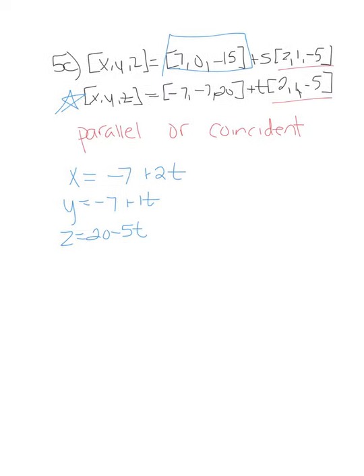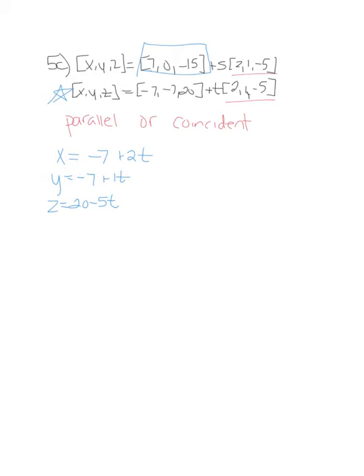What I'm going to do now is take that point, 7, 0, negative 15, and plug it into these equations to see if I can get the exact same t value. So 7 is equal to negative 7 plus 2t. When I solve for this, I get 7 plus 7, which is 14, divided by 2, and I get a t of 7. I'm going to do the exact same thing, plugging in this y of 0. So 0 is equal to negative 7 plus 1t. When I solve this equation for t, I get, again, t equals 7.